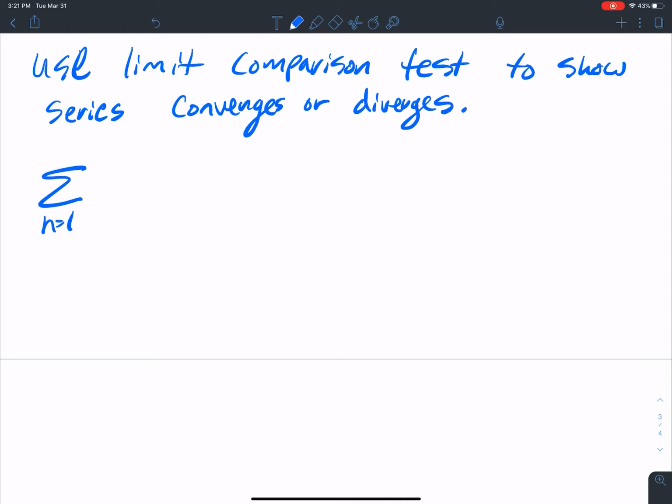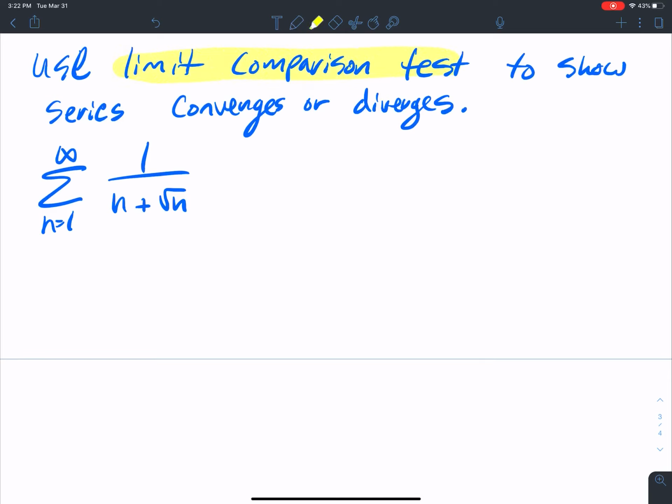So n equal to 1 to infinity, 1 over n plus the square root of n. All right? Now, when I look at this problem here, looks like a big old mess. Okay, it's not a P series. Okay, but perhaps it behaves like one. Okay, so my job is to pick a series that I know something about, right, and then compare it.